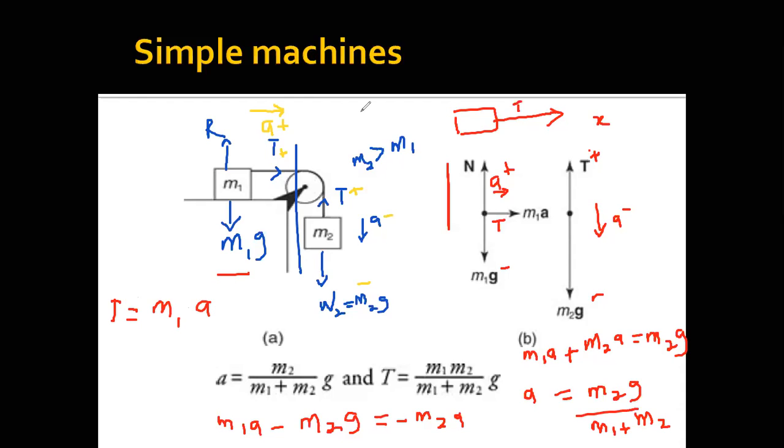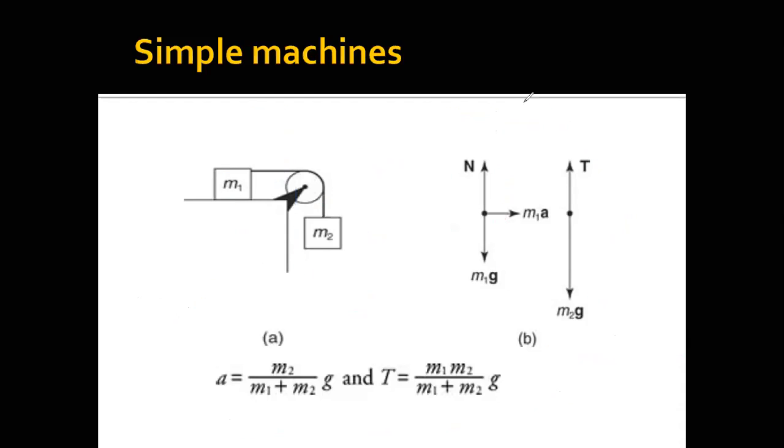I'm sure when you did your substitution, you had this equation here, which is T is equal to M1 times M2 over M1 plus M2, all times G. So that is for the next proof. Now let's move on to the third proof.